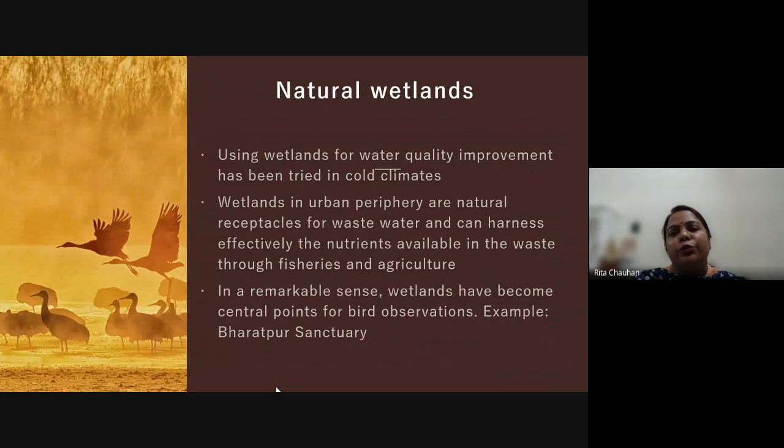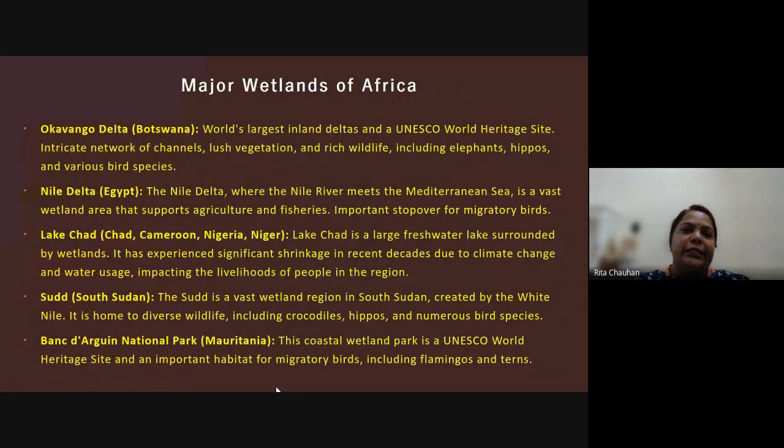Okay. And wetlands can be found in any area. In cold areas also you can see wetlands, and in hot areas also you can see wetlands. Some of the major wetlands of Africa are the Okavango Delta in Botswana. It is one of the largest inland deltas, and it's a UNESCO World Heritage Site also, having elephants, hippos, and many bird species.